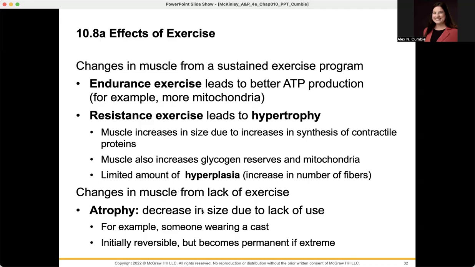On the flip side, if there's a lack of exercise and those muscle cells have a reduced workload, they don't need to work that hard because you're not using them, those cells could decrease in size, which we would term atrophy. So atrophy is when cells decrease in size. Hypertrophy is when cells get larger in size. And hyperplasia is a term for when we actually make more cells.